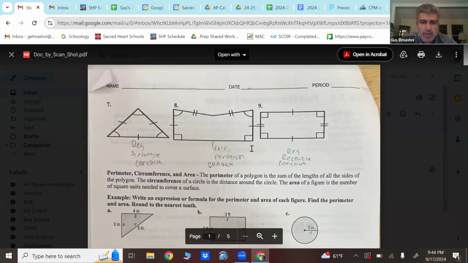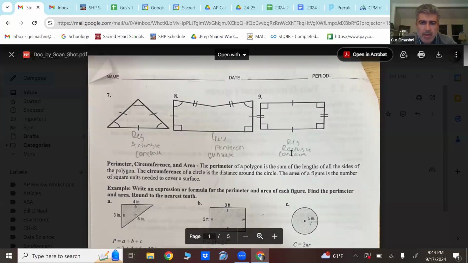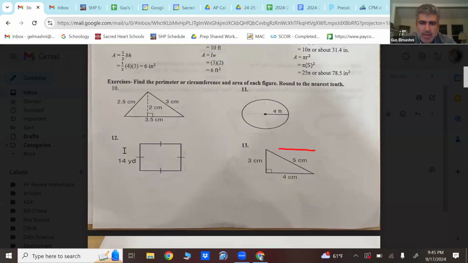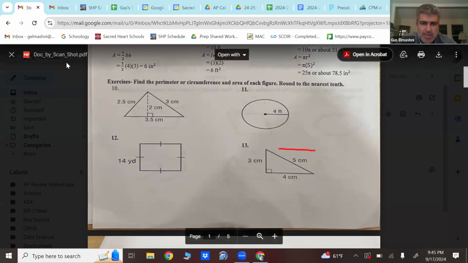So that's regular, convex, concave. It's not regular necessarily because not all the sides are the same. So you just want to be mindful about that. Everything else is fine. To find the perimeter, you just add up all the sides. I know you can do that. I'm not worried about that.